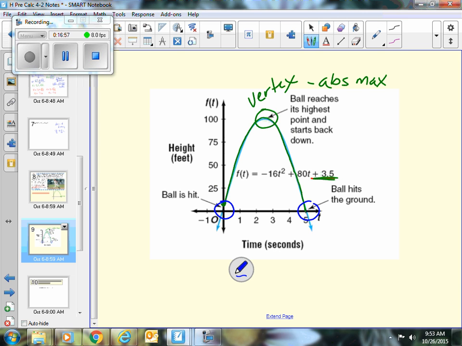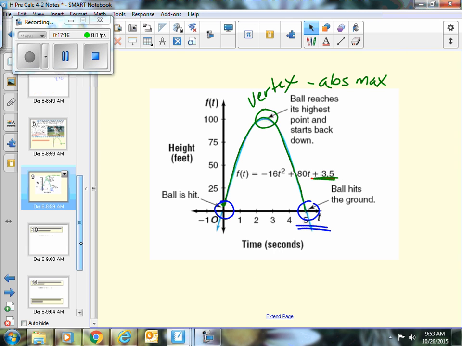Now there are 2 zeros to this equation, right? Because there's 2 places where this parabola crosses the x-axis. The one that we want, though, that makes sense, is the one after it's been in the air. This one looks like it's crossing before the y-axis, a negative time. So I know it has 2 solutions, but one only really makes sense for the domain of the function that we're talking about. Okay, so let's take a look at the equation.